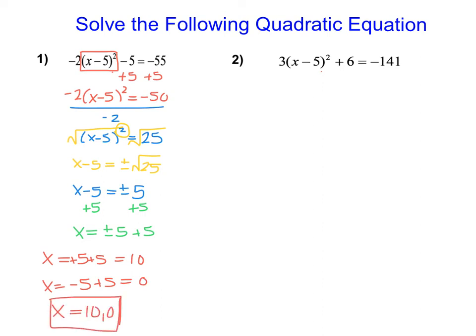So I have two x values here, x equals 10 and x equals 0. So I can see here that I used the square root strategy and I came up with two real solutions. There's no imaginary i, so these are two real number solutions. Now let's take a look at this next problem over here.